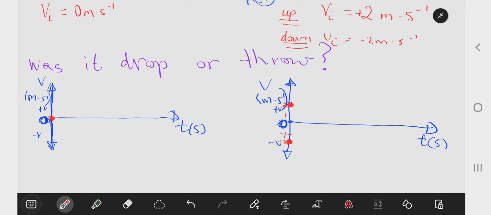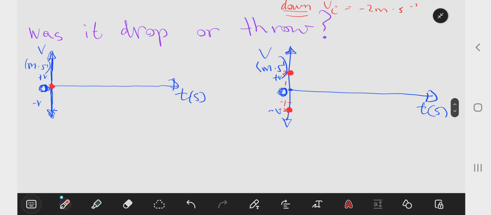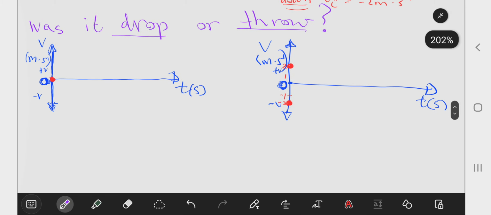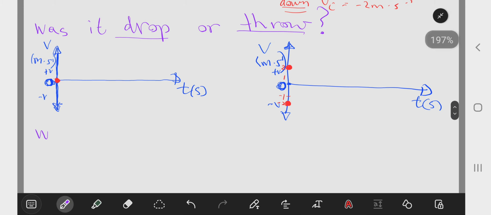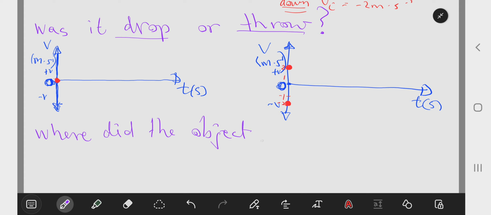All right, so the second question now, the second question that follows, was it a drop or a throw? The second question that follows is, where did the object go, right? So where did the object go, or where did the ball go, right? It's either the object can go upwards or the object can go downwards, right? Because it's a vertical projectile motion. It's either up or down, okay?